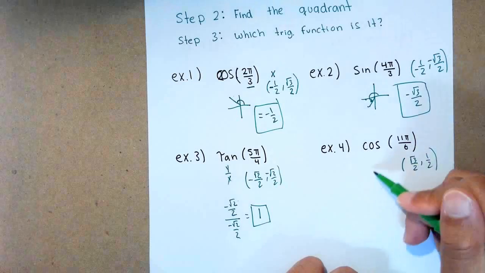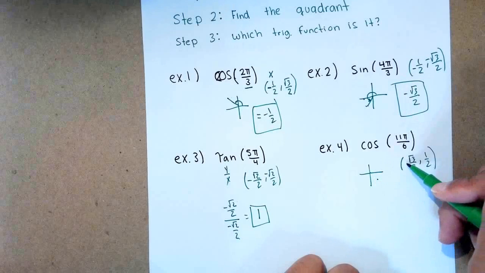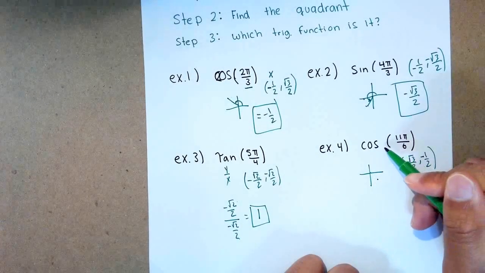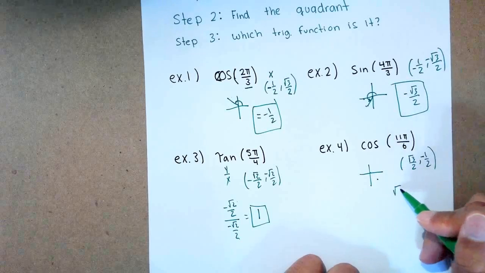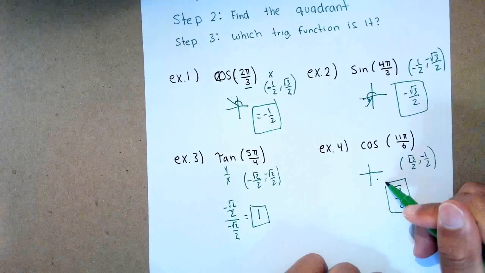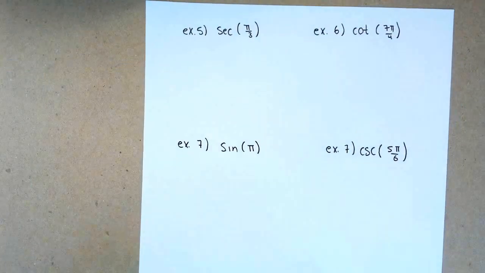So that means that it's in quadrant 4. Remember, if it's quadrant 4, positive x, negative y. Cosine is which one? The x or the y? Hopefully you said the x. So it's radical 3 over 2. And that's your answer. So hopefully you guys are seeing the pattern. And if you are, it's amazing. We're going to do 4 more, some of the reciprocals. And then we'll be done.